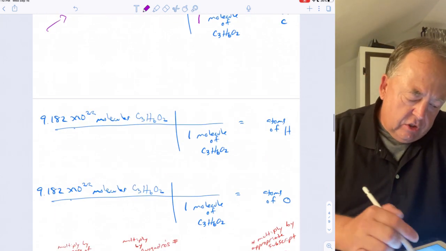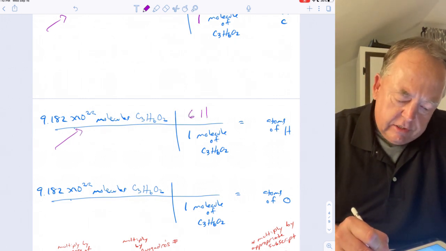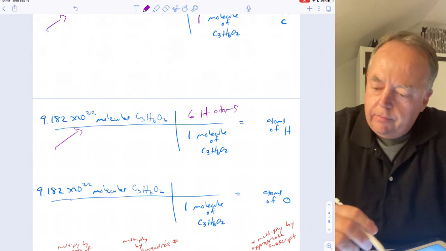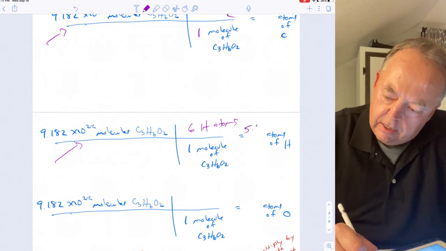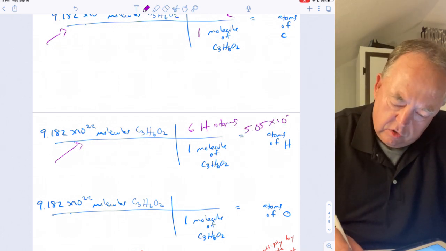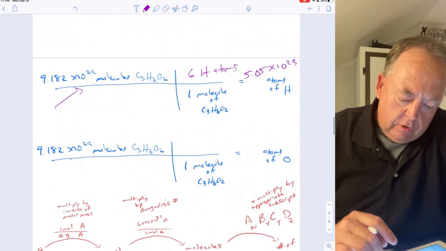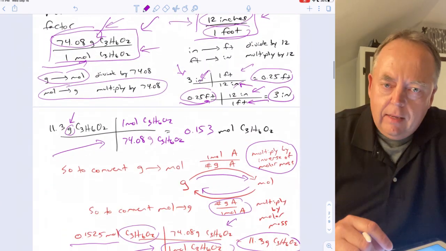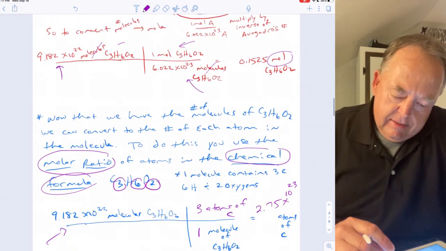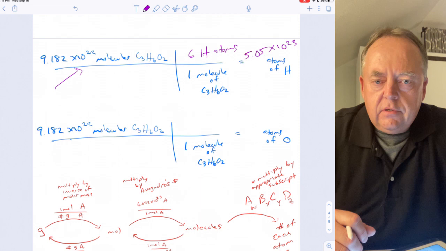Or if we go back to the start, you could take the number of molecules, and now there are 6 hydrogens in every one molecule, so you just take that number times 6, and you should get 5.05 times 10 to the 23rd atoms of hydrogen. So this all started with what, the 11.3 grams, right? So in 11.3 grams of this molecule, there are 5.05 times 10 to the 23rd atoms of hydrogen.